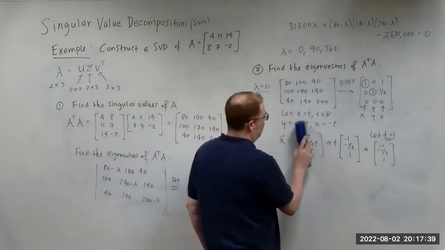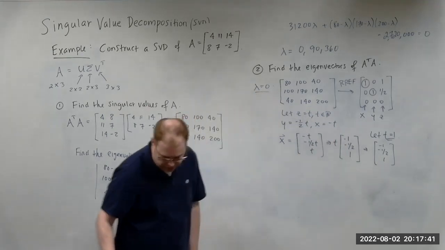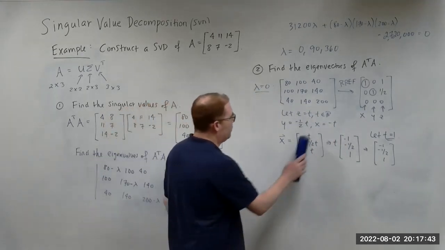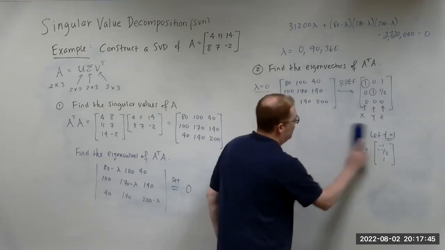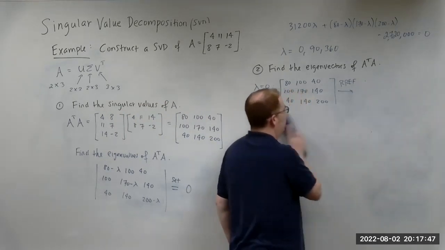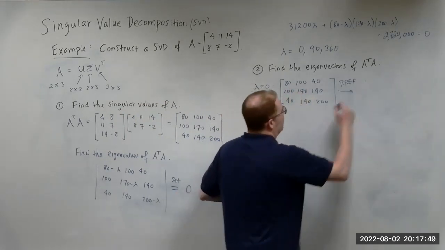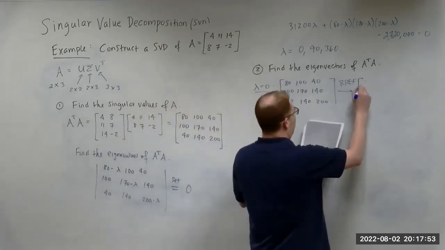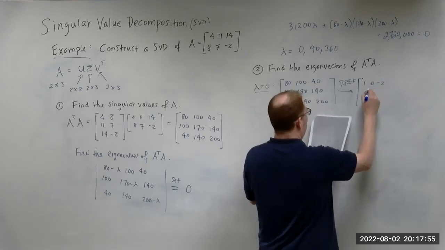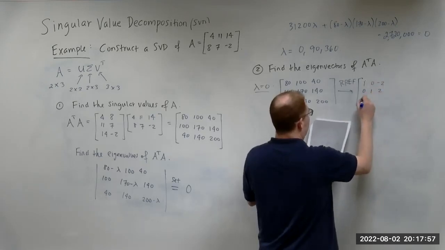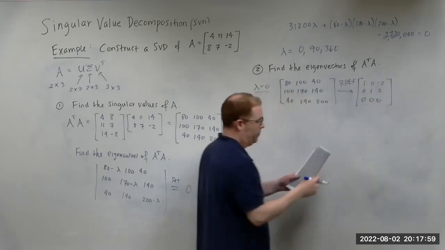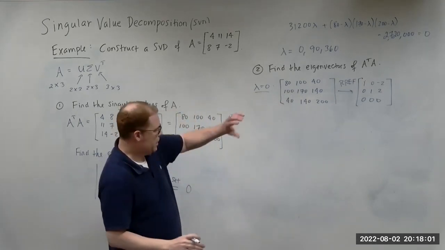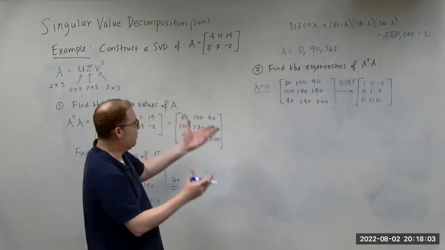I'm gonna back up here, I'm sorry. I was looking at the wrong one here. This should be, what I'm gonna do is just go back, sorry. It's late in the day, so I was using the wrong matrix here. So this should be 1, 0, minus 2, 0, 1, 2, 0, 0, 0. But the matrix I had was for the other lambda value.